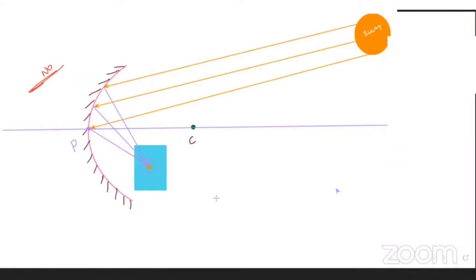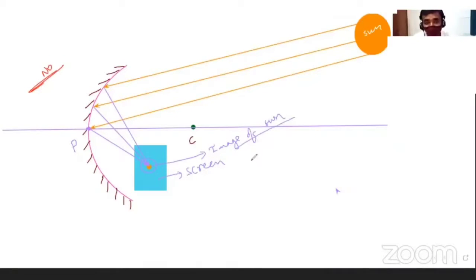Clear, sir. You see, this is the screen. What color have I used? Blue. If I use white paper you are unable to see, because my background is white. Okay, that's why I used a blue color. So this bright spot, you can see in orange color, is the image of the sun. The image of the sun you will get here.